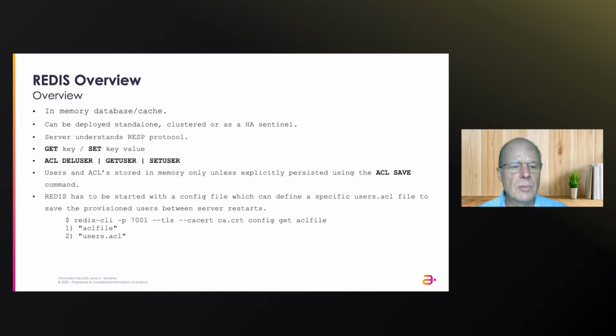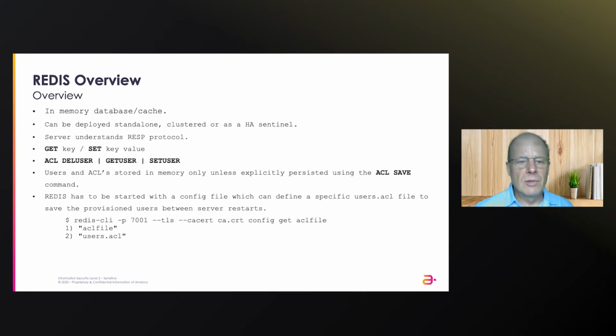Okay, for the purposes of managing authentication and authorization, the ACL group of commands and their subcommands are used. Here, the ones that are mostly used in the code: the delete user, the get user, the set user. I'm sure you can imagine what they're used for. Users and their ACLs are stored in memory only unless you explicitly persist them using the ACL save command.